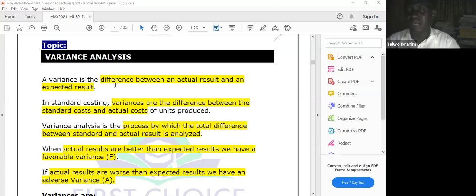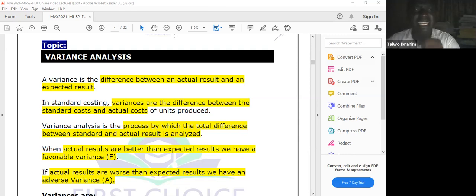If they had in mind that they are going to incur 10 naira on material, on flour, to produce one bread, and eventually they incur 12 naira on flour to produce one bread, what's the difference between the 10 naira they expected to incur and the 12 naira they actually incurred? That difference is the variance, which is 2 naira. That means the difference between the expected cost and the actual cost, which is 2 naira, is the variance. I hope you get it.